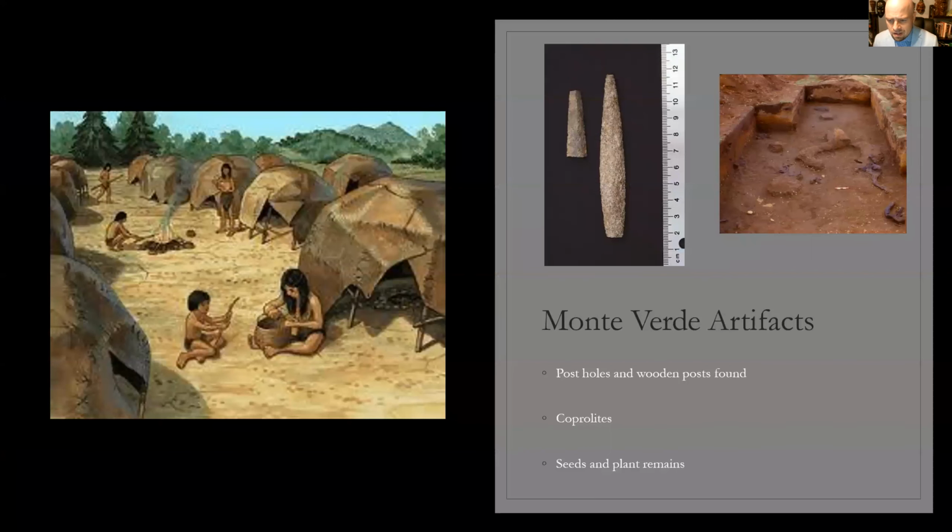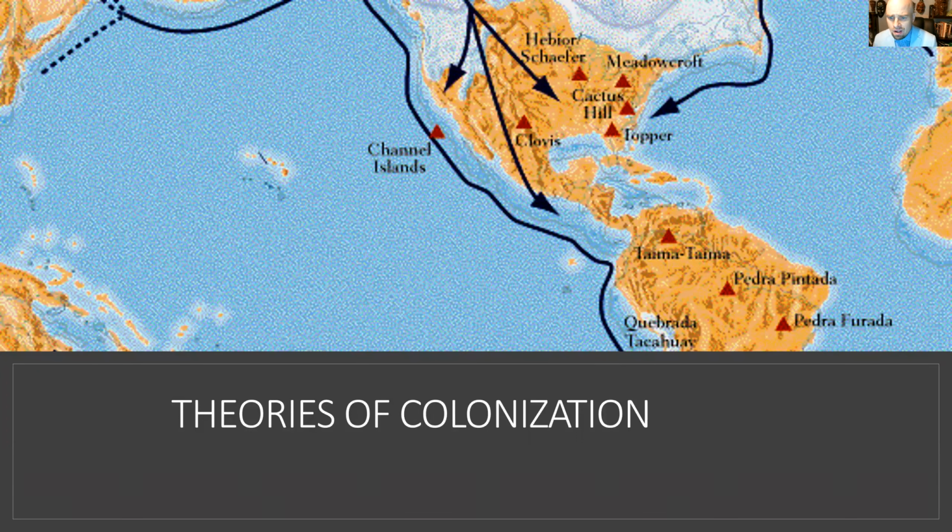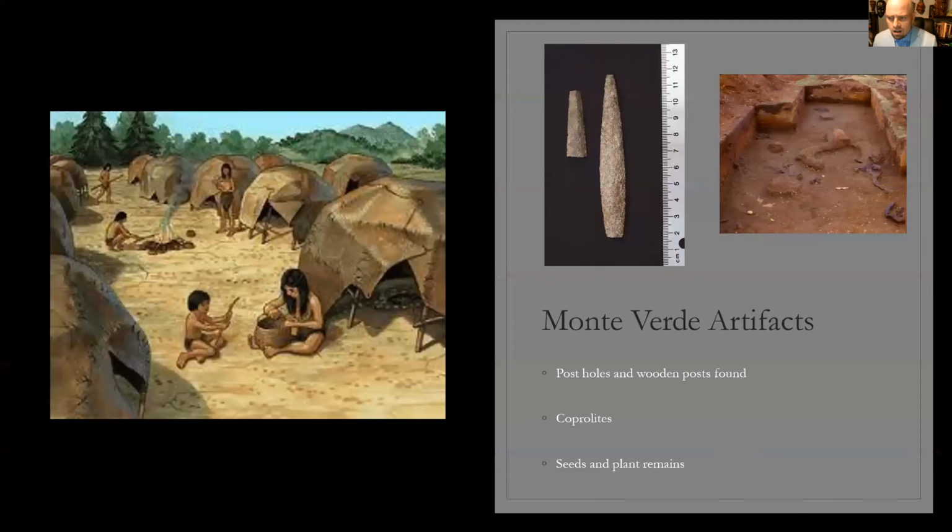But there are things like post holes and coprolites, which is human waste, so feces, and the remains of seeds and things like that as well. But this site is so important because it tells us people were in the Americas earlier than we previously thought, even as early as 20,000 years ago, before the ice-free corridor opens up that I talked about here, suggesting they're coming along the coasts.